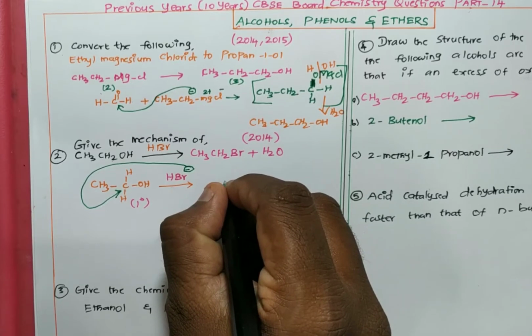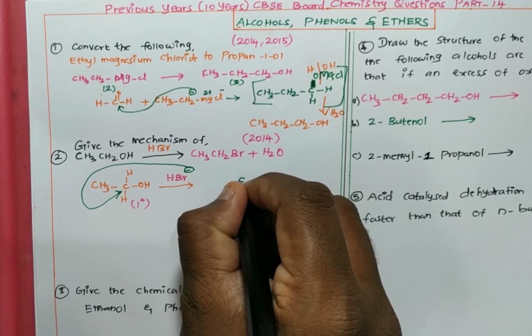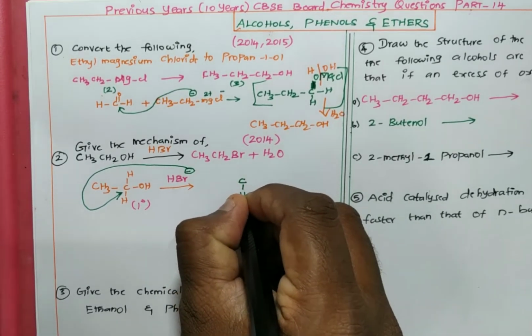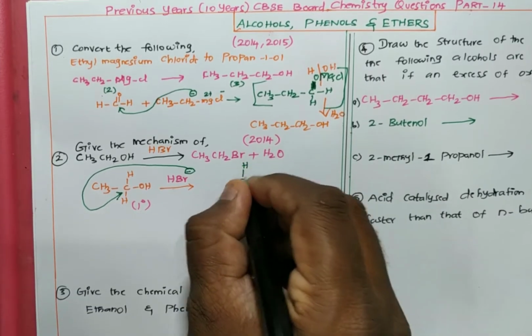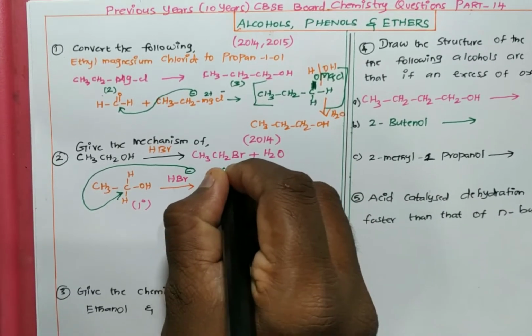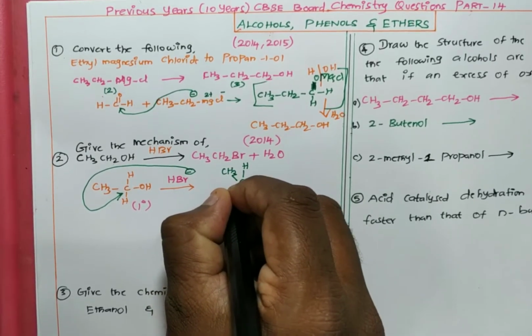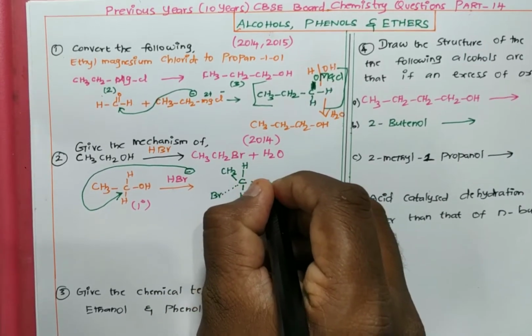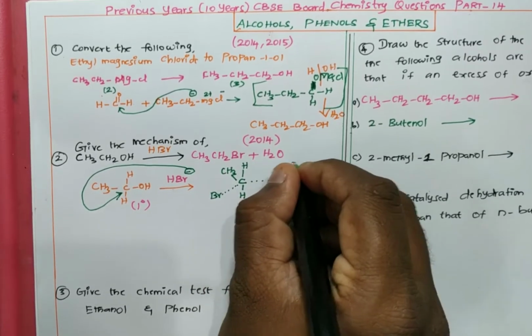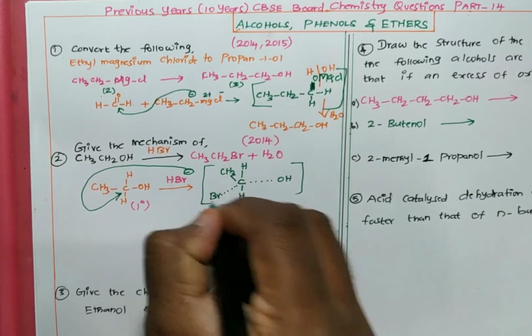So how can we get the mechanism? Here is this carbon. Here also one hydrogen is there, here also one hydrogen is there, and here CH3 is there. The Br minus will come and attack. At the same time, the OH will get cleaved. So it is a single-step process.